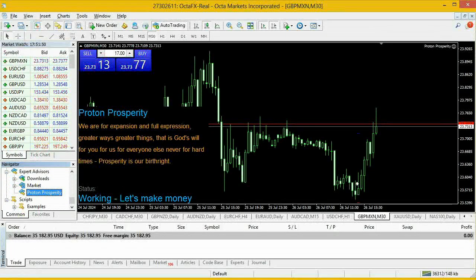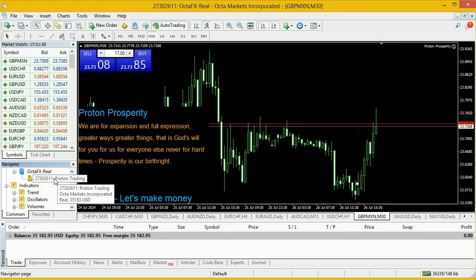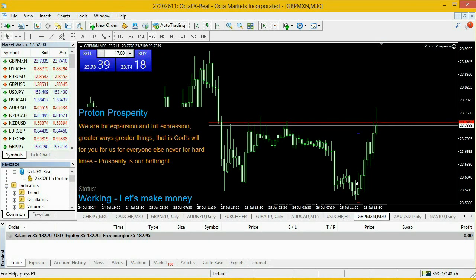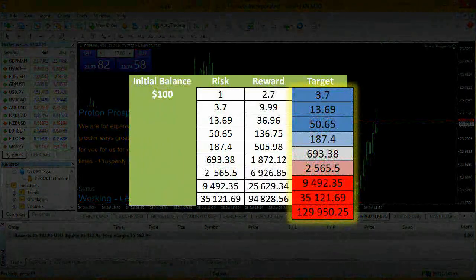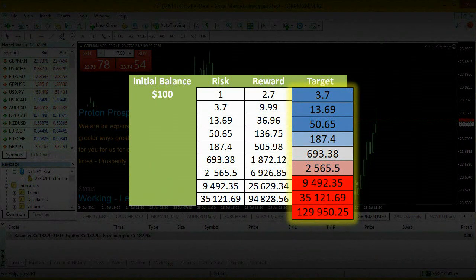That's how we turned $100 to over $35,000 using Proton Prosperity. As you can see, this is real money. This is a real account. Please keep in mind that this is not a holy grail. There are times when we lose, but those are insignificant because, if we lose, we only lose 1% of our initial balance, which enables us to stay alive long enough to capitalize on the winning trades when they come. This is minimum risk and maximum return trading. All you have to do is select a withdrawal target and work towards it until you reach it. That's it. We are here to help.